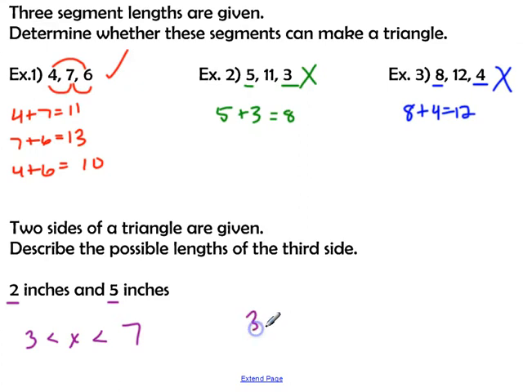You could pick 3.1 inches, you could pick 4 inches, 6.5 inches, any number in between 3 and 7. But remember, you cannot include 3 or 7. It has to be bigger than 3, and it has to be smaller than 7.